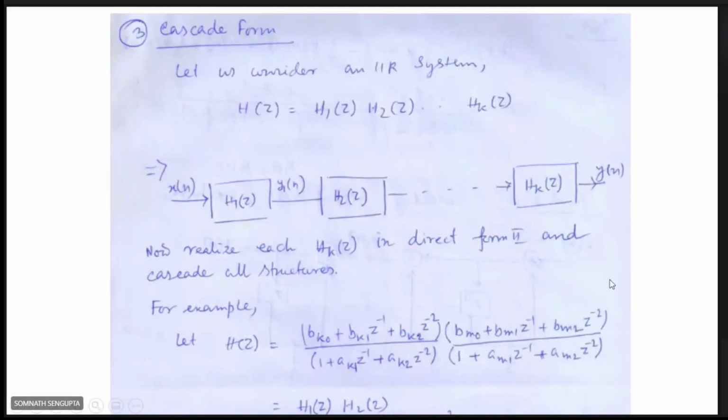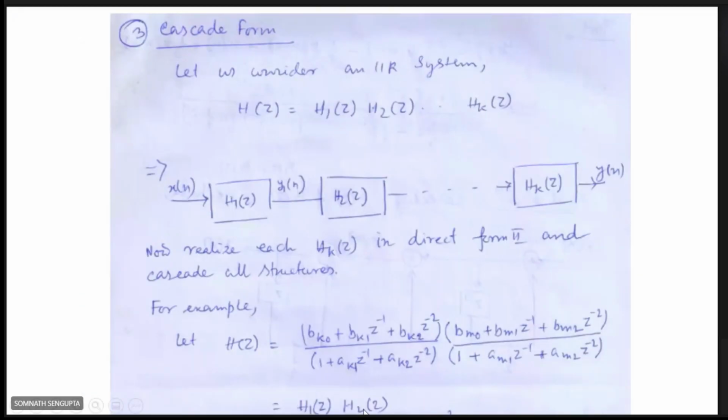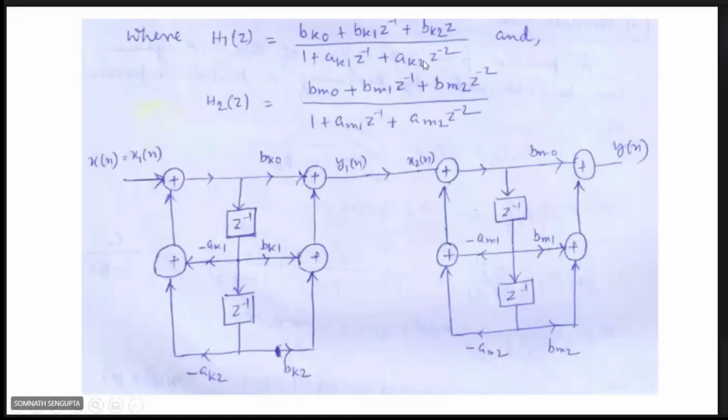So we consider this one, H1(z) and H2(z) as this one. So individually they are written as transfer functions. So here we write that it is bk0 plus bk1 z inverse plus bk2 z to the power minus 2, over 1 plus ak1 z inverse plus ak2 z to the power minus 2. So this transfer function, particularly H1(z), is written as this.